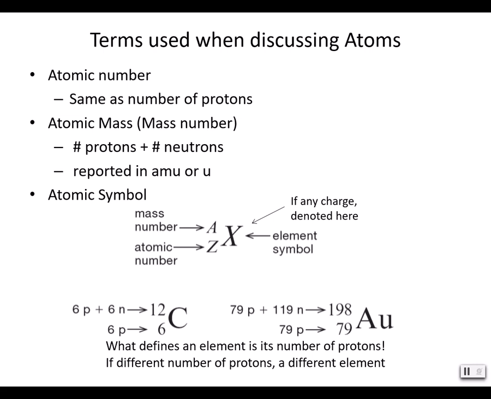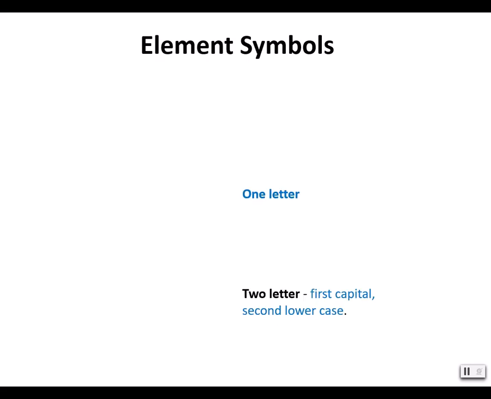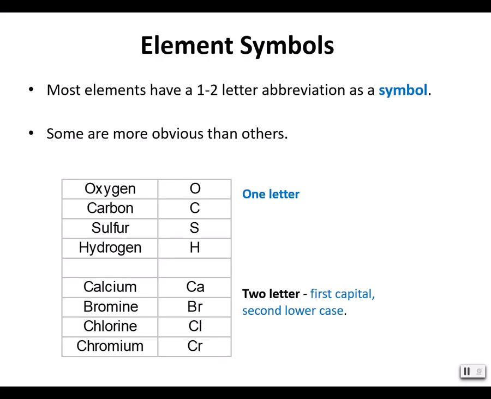So we're going to do some examples of how to calculate numbers of protons, neutrons, electrons in a subsequent video. What we will do next is talk about the symbols that are used on the periodic table for particular elements.